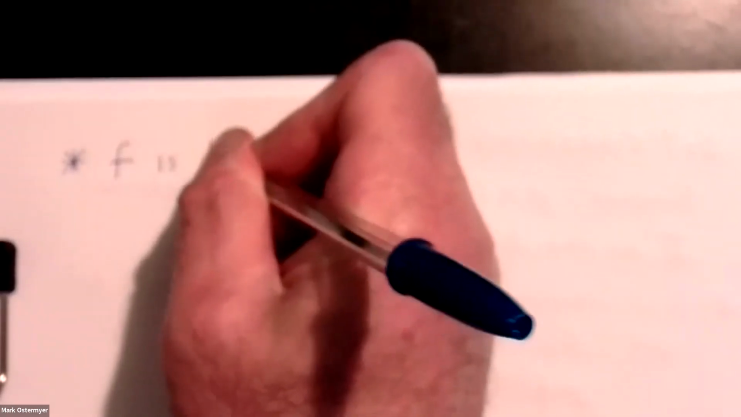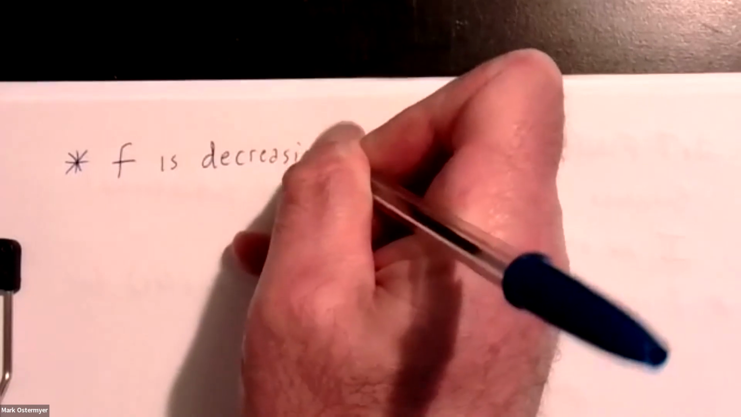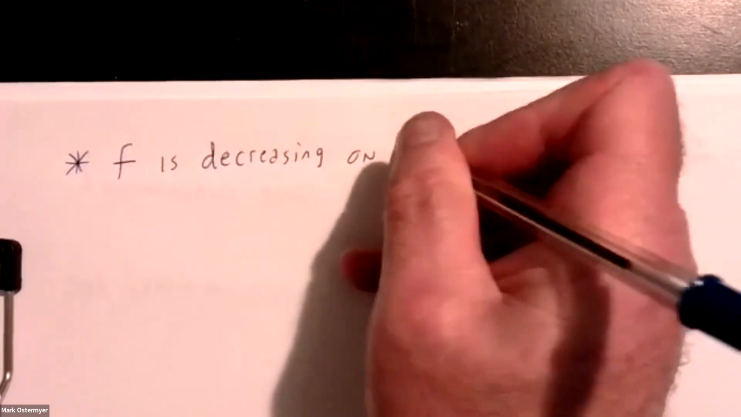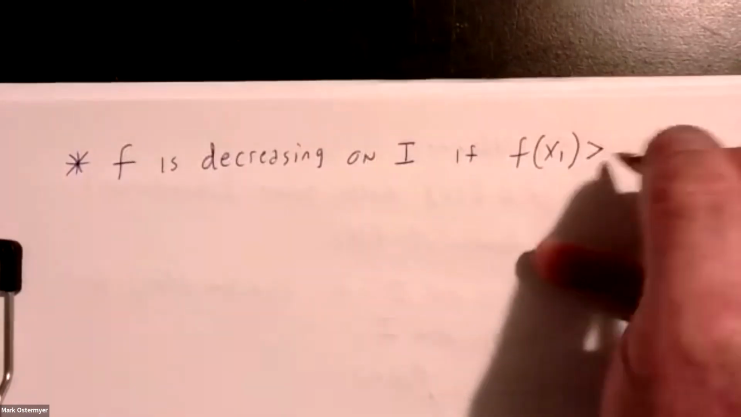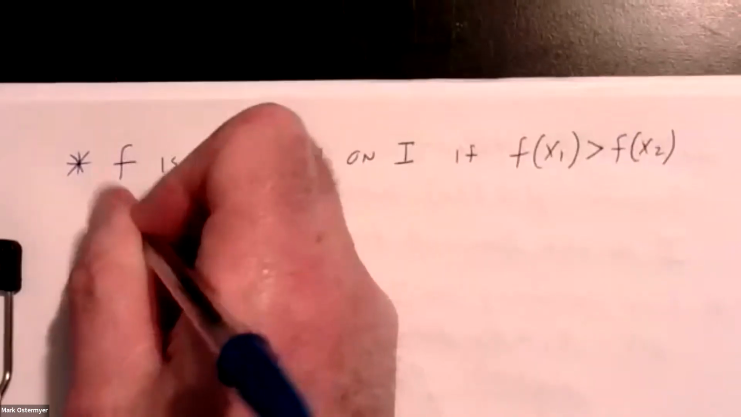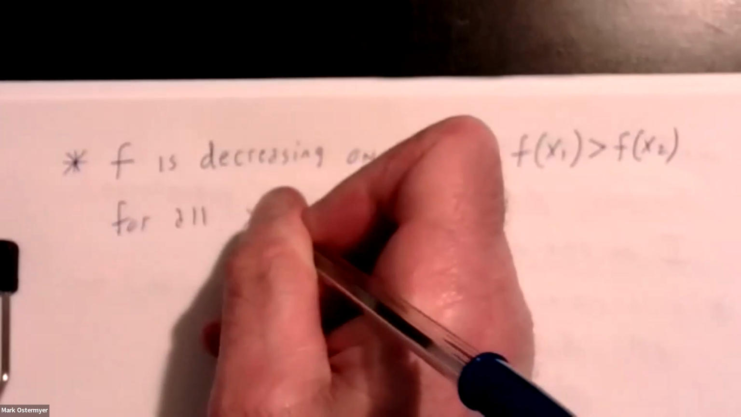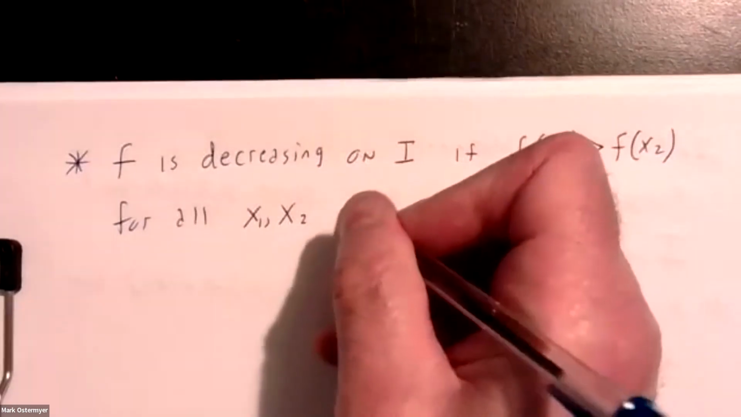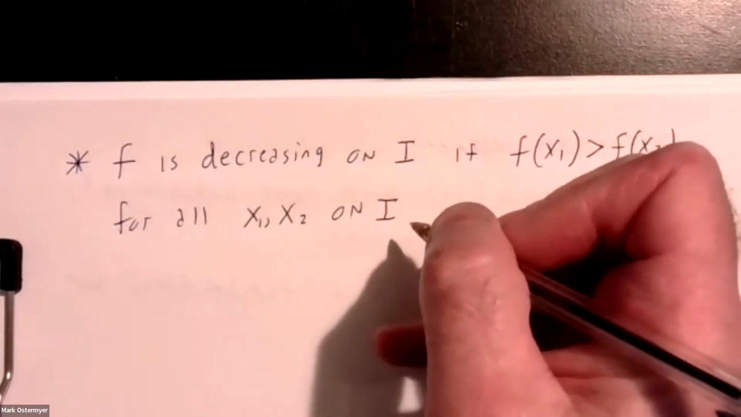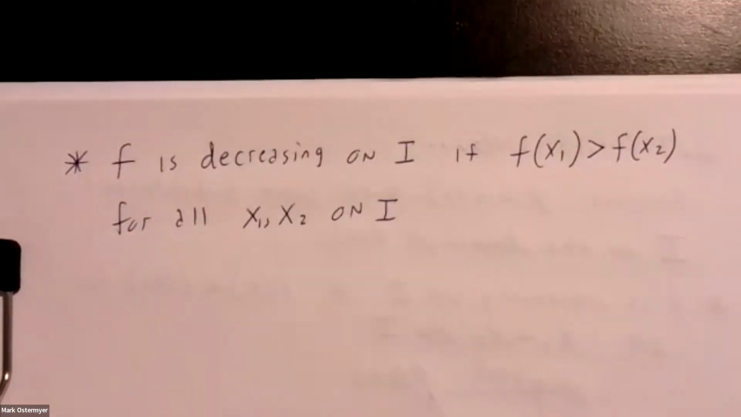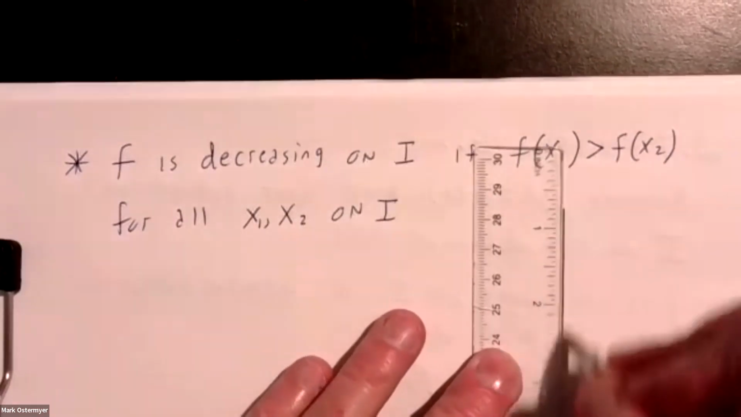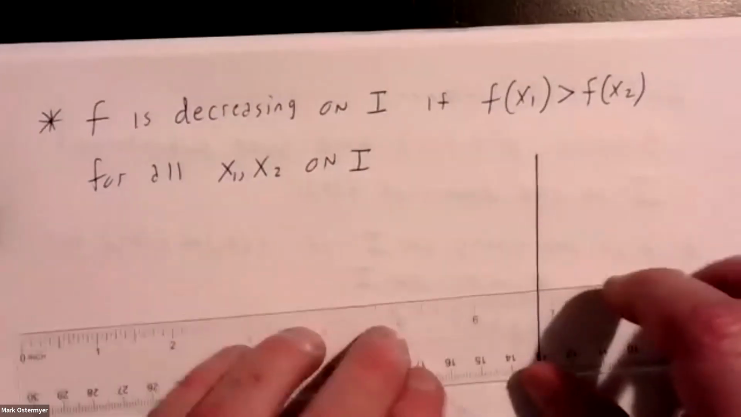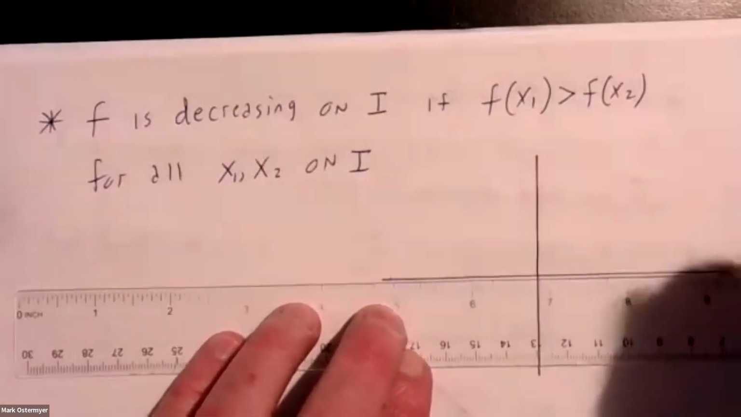In a similar fashion, we say that f is decreasing on our subinterval I if f of x sub 1 is greater than f of x sub 2 for all x1 and x2 on the subinterval I. And again, graphically, we will be able to appreciate what it's saying. So I'm going to graph this and breathe life into this definition here.